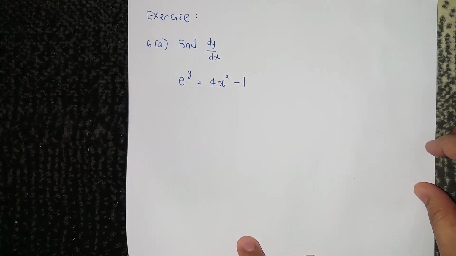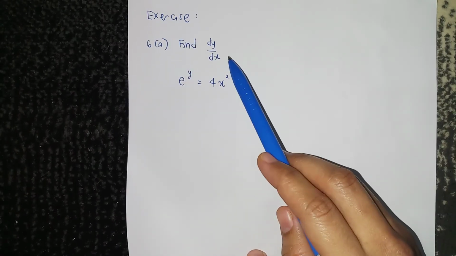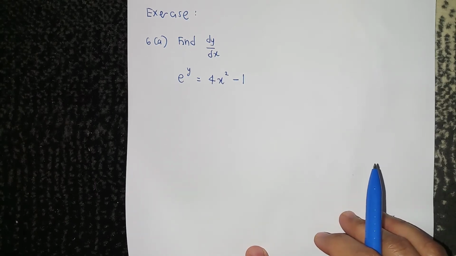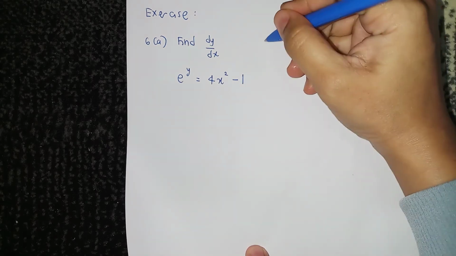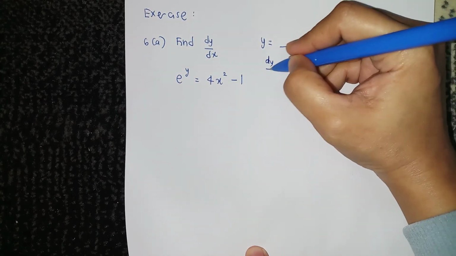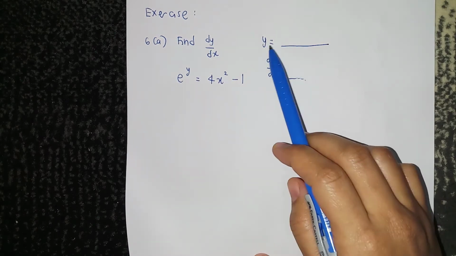Now, the question is e to the power of y equals 4x squared minus 1. The question asks us to find the differentiation of that function, so find dy/dx. Before you find dy/dx, you need to make sure y is your subject. I always suggest you start with y equals something, and then later we find dy/dx. So we need to let y be the subject first.